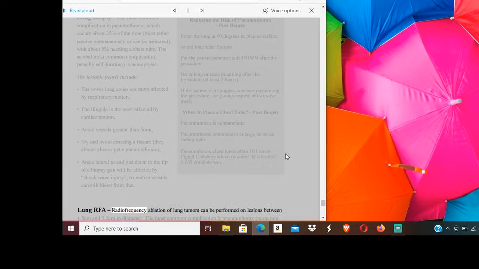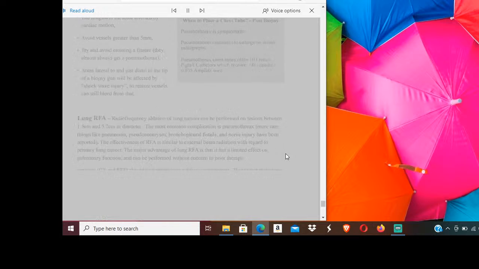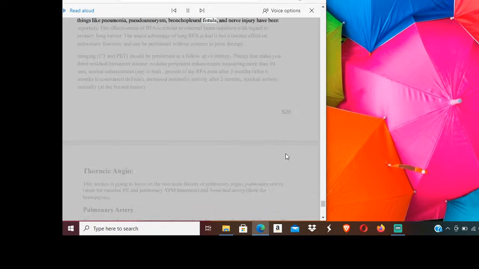Lung RFA. Radiofrequency ablation of lung tumors can be performed on lesions between 1.5 cm and 5.2 cm in diameter. The most common complication is pneumothorax. More rare things like pneumonia, pseudoaneurysm, bronchopleural fistula, and nerve injury have been reported. The effectiveness of RFA is similar to external beam radiation with regard to primary lung cancer. The major advantage of lung RFA is that it has a limited effect on pulmonary function and can be performed without concern to prior therapy.